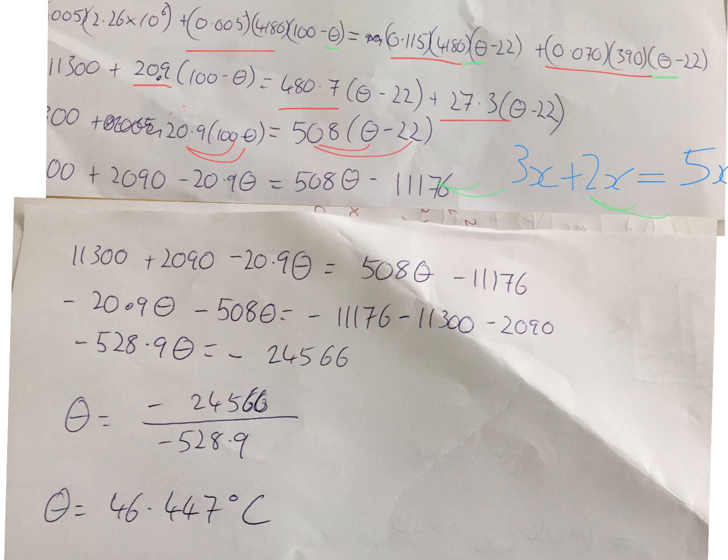Its sign flips. On the right hand side, we keep the 11176. It's staying where it is, so it keeps its sign. 11300 comes over, so it gets a minus. Its sign flips, and the 2090 comes over, so its sign flips. Simplifying these two terms, I get minus 528.9 theta. Simplifying these three, I get minus 24566.